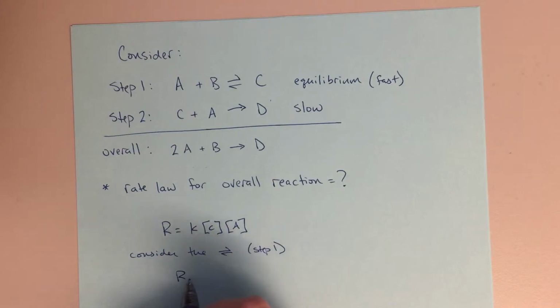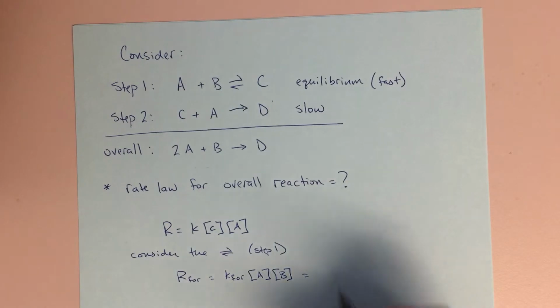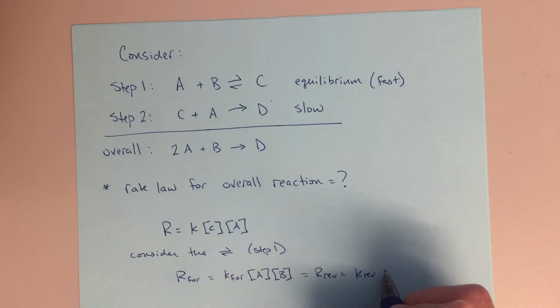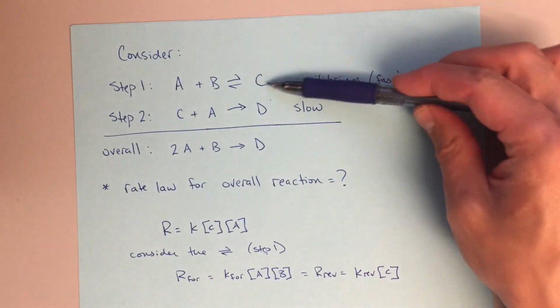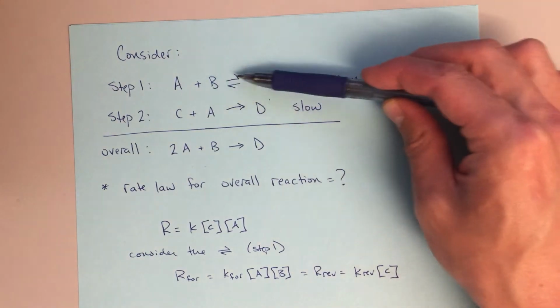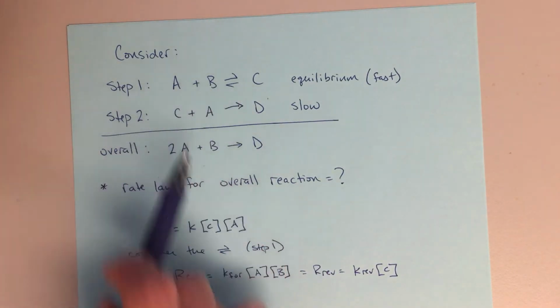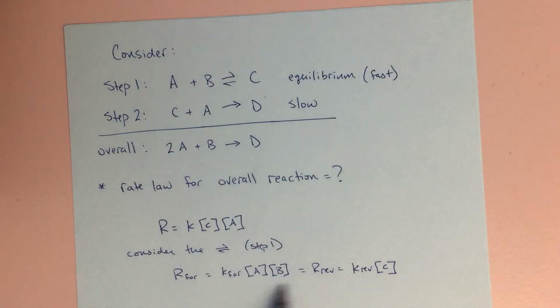So we might say that the rate of the forward reaction is going to be k forward times the concentration of A times the concentration of B. And that's going to equal the rate of the reverse reaction, R reverse, which will equal k reverse times the concentration of C. When I say k reverse times the concentration of C, that's from the point of view of C going back to form A and B, and the forward reaction is A and B reacting to form C. At equilibrium, these two rates will be equal to each other. That's the definition of equilibrium.